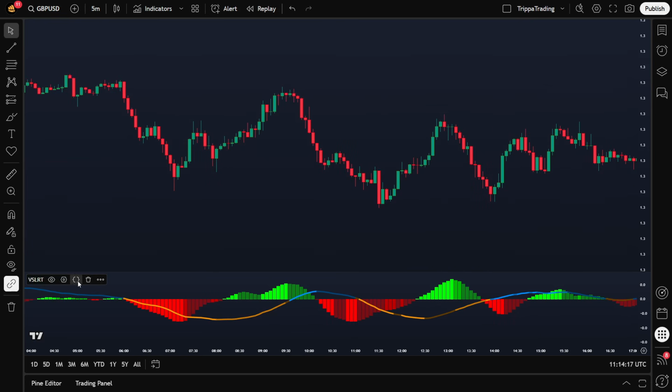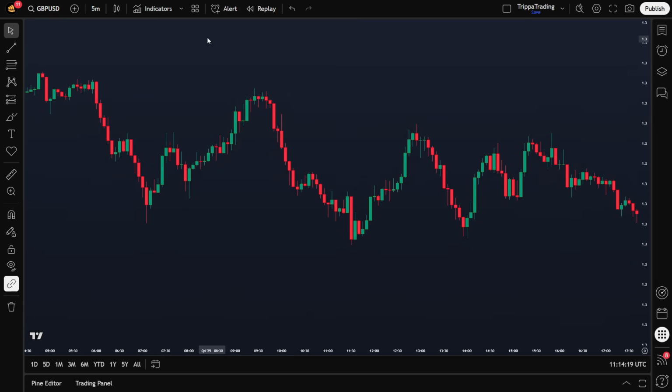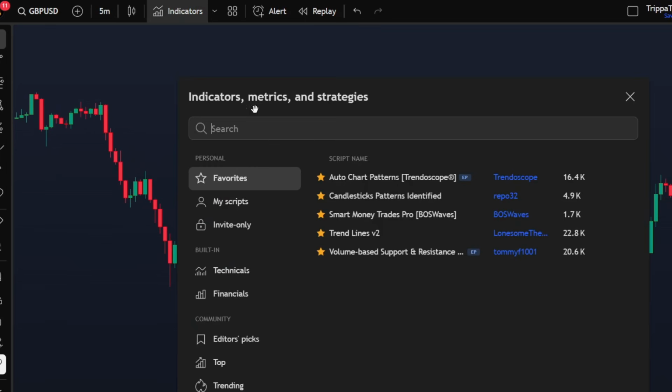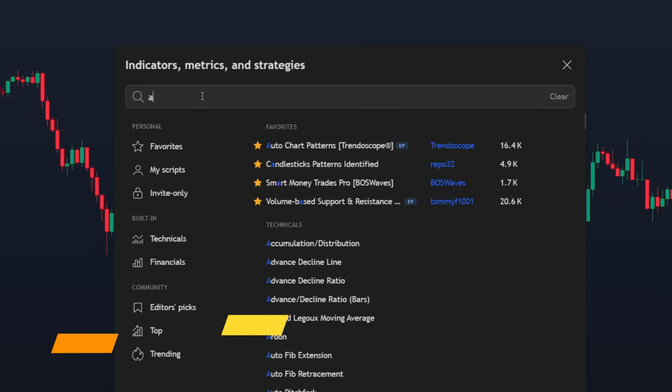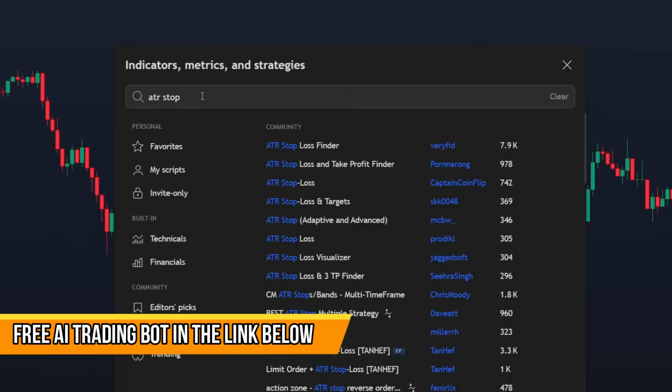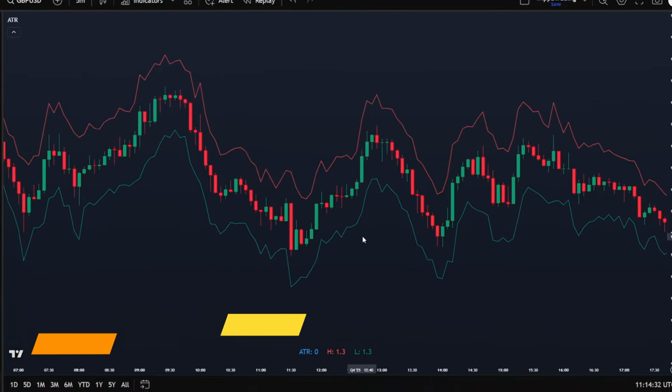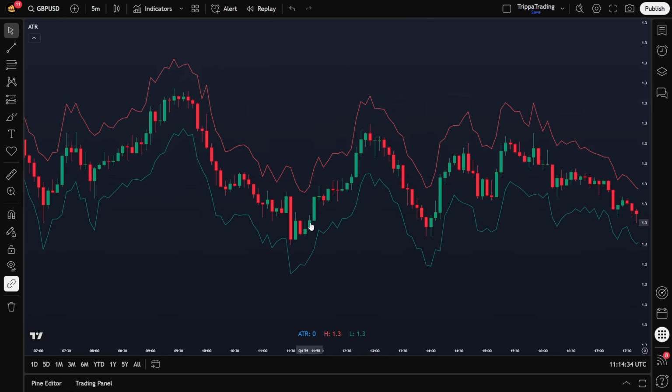Now let's move on, and let me show you the final indicator on the list today. So in the Indicators tab, search for Attar Stop Loss Finder by VeryFid. This one. Make sure to use exactly this one in your trading. This one is incredibly useful for managing trades on fast-moving markets.